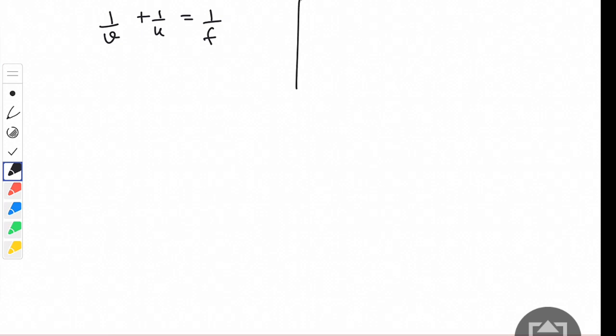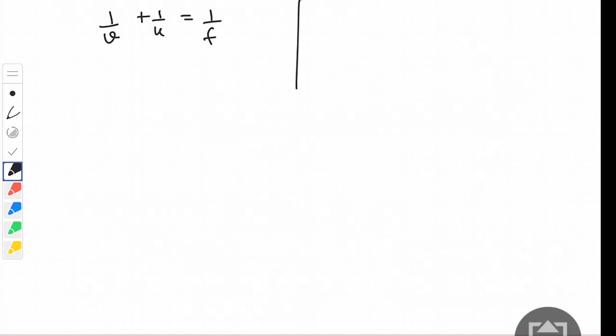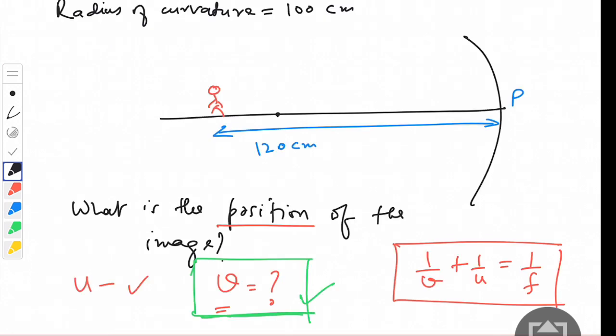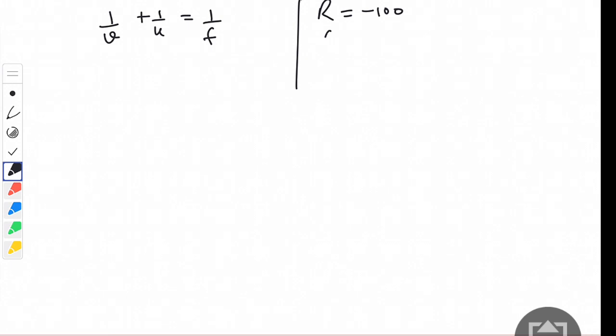Here we are given that the radius of curvature is equal to 100. But is it plus 100 or minus 100? Think about it. Remember, this is the origin, and this is on the left side. So the radius of curvature is going to be minus 100, so the focal length f is going to be equal to minus 50.